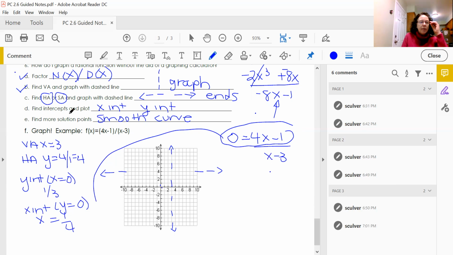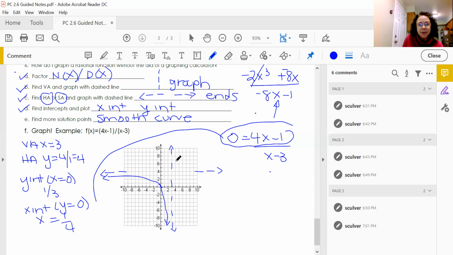Okay, and then find more solution points. Let's see what I have so far though. So at the bottom here, notice that on the left, my graph has to end up coming up towards this horizontal asymptote. And I know that because it has to go through these two points, these x and y intercepts, and it has to come down towards the vertical asymptote. So I know what's going on here at the bottom of the graph because it has to go through those intercepts, and because they're lower than y equals 4, it has to go up towards those and continue down towards the VA.